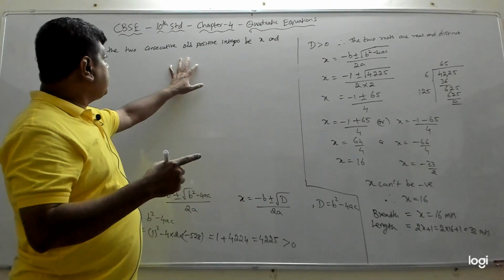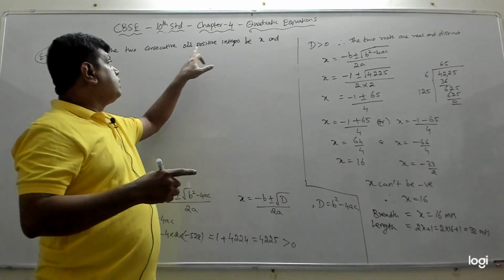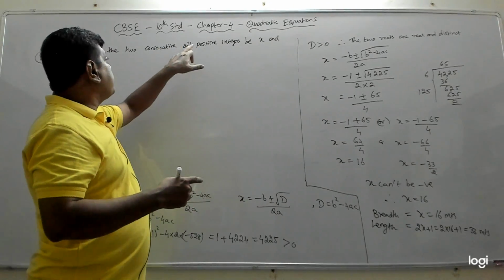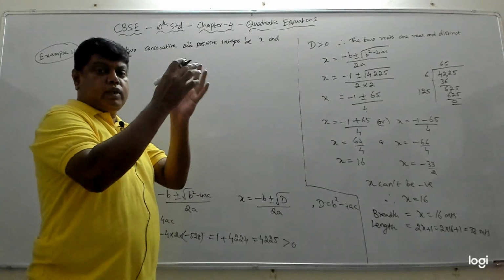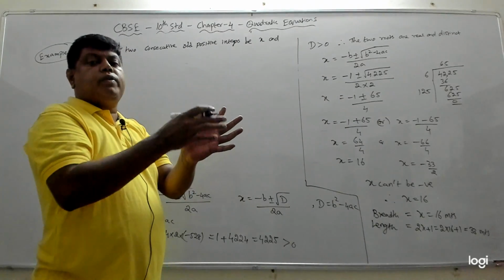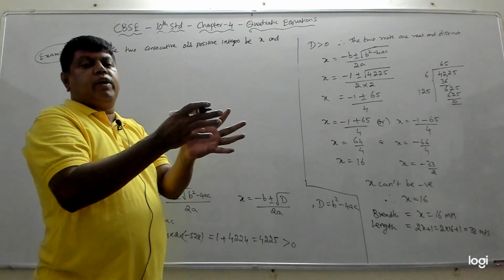X and x plus 1 if it is two consecutive positive integers. Here it is two consecutive odd positive integers. Odd positive integer means if one is 5, the other one is 7. How are we getting 7? We will add plus 2 to the 5.